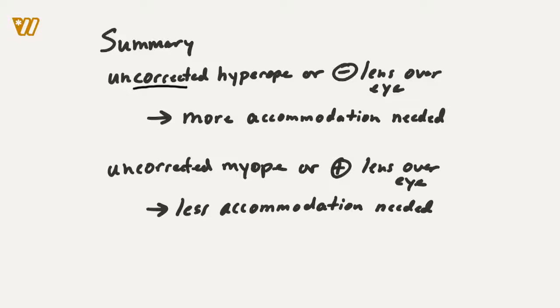So if you have an uncorrected hyperope, or they have a minus lens over the eye, both of those situations are going to cause a patient to have to accommodate more to be able to see an object clearly.